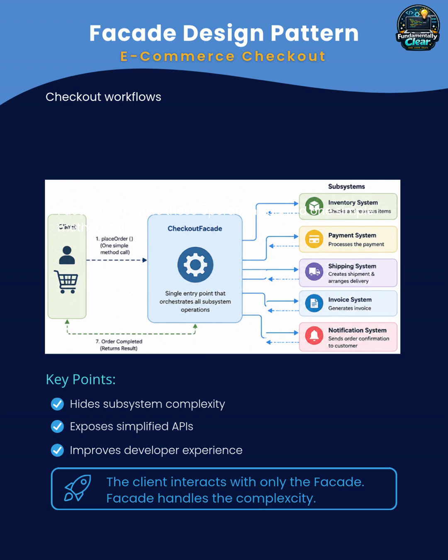Now let's make this real. Think about an e-commerce checkout flow. When a customer clicks Place Order, what actually has to happen? The system needs to check inventory. Are the items even available? Then it needs to reserve those items so no one else buys them. Then it processes the payment. Then it creates a shipment and arranges delivery. Then it generates an invoice. Then it sends a confirmation email to the customer. That's 5 to 6 subsystem operations for one customer action.